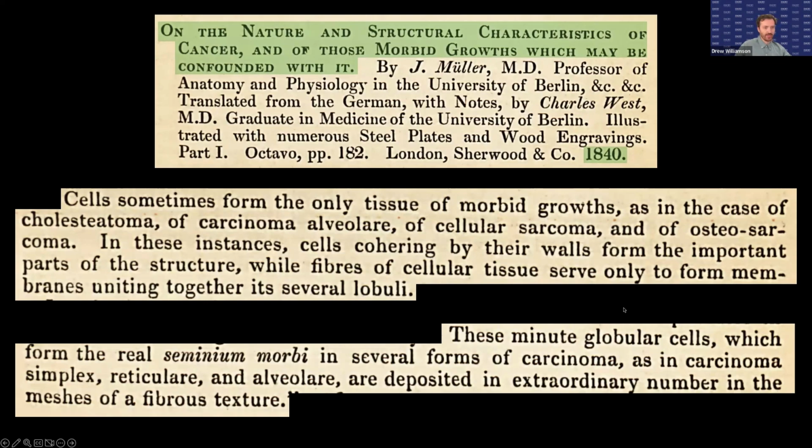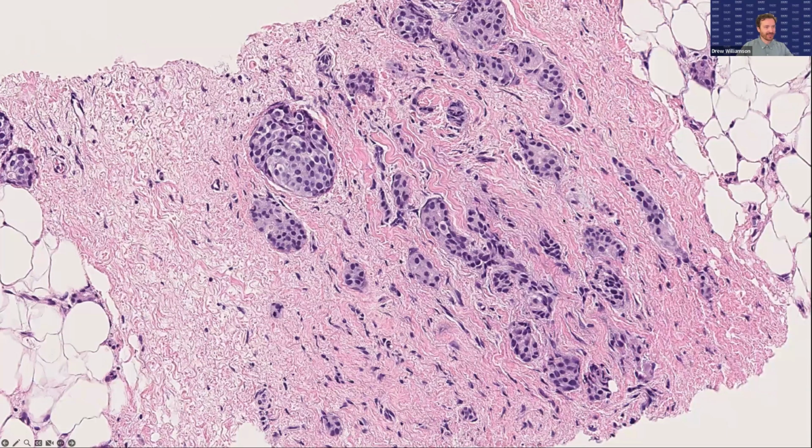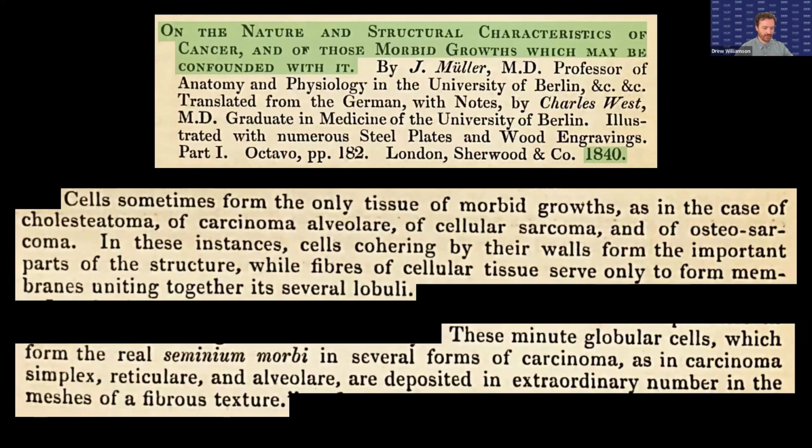So these minute globular cells, who knows what that means, and deposited in an extraordinary number in the meshes of a fibrous texture. I think that kind of looks similar maybe to this. Maybe these cells are deposited in an extraordinary number in the fibrous texture back here. And so, from the very beginning, these histologic features that we as a community of people looking at cancer are extracting are in the form of this natural language or some jargon like that.